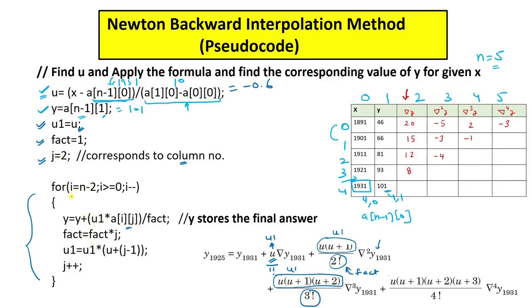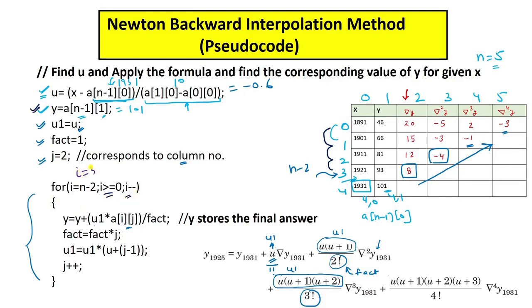So let's see. Here I am starting from i equal to n minus 2, because for our example n is 5, so 5 minus 2 is 3. I need all these values 8, minus 4, minus 1, and minus 3, so I am starting from the back of the table. You can see that I am running from 3, 2, 1, 0, so I am decrementing this i value again and again.